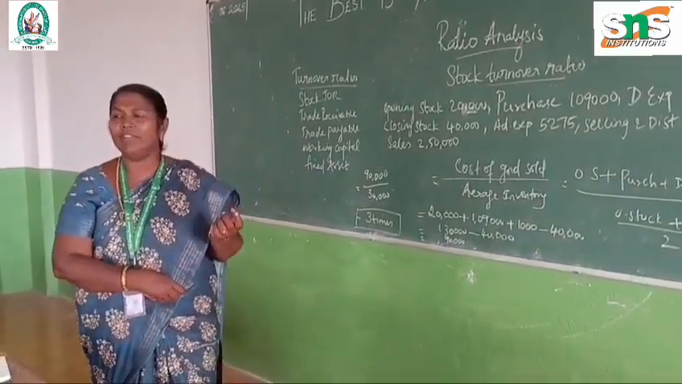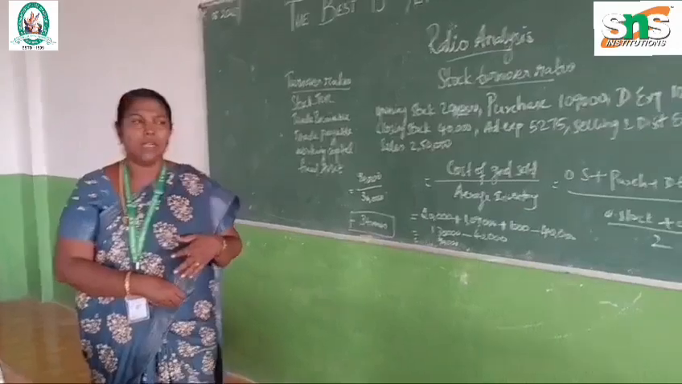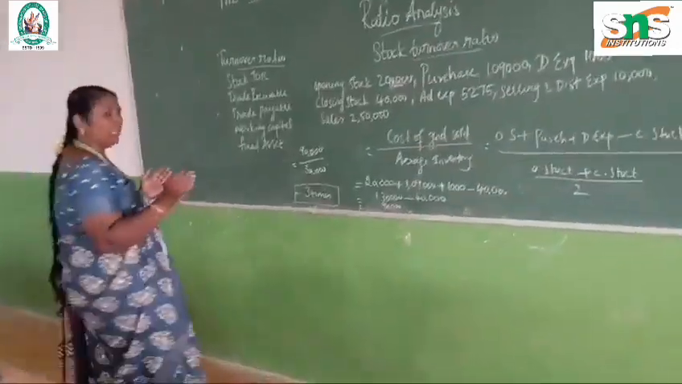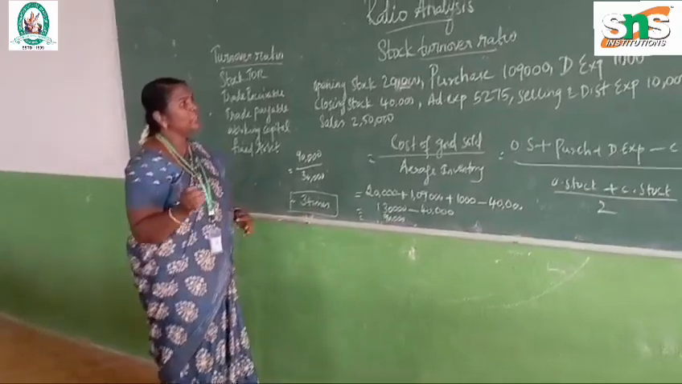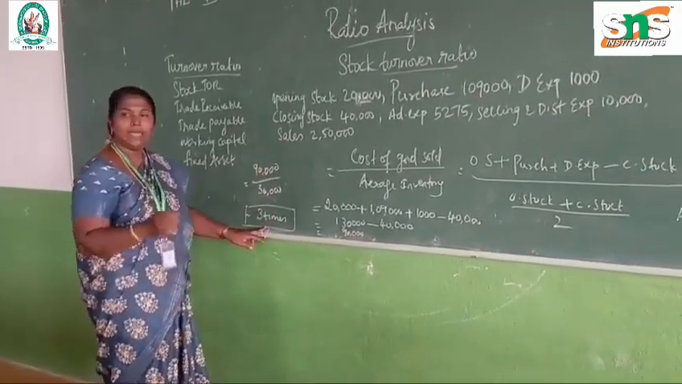Finally, we have to conclude in the form of times. The values should be told in the form of times. So the stock turnover ratio for these numbers is 3 times.